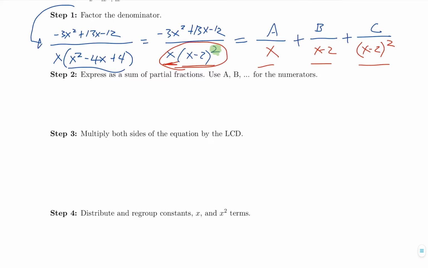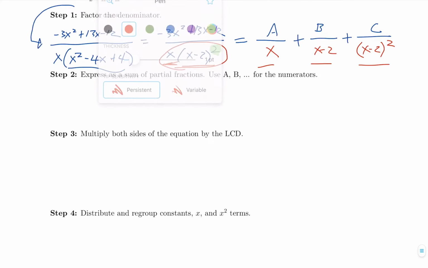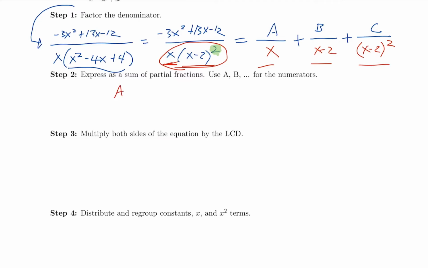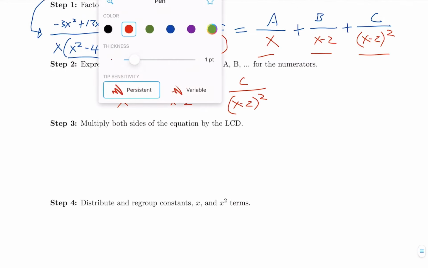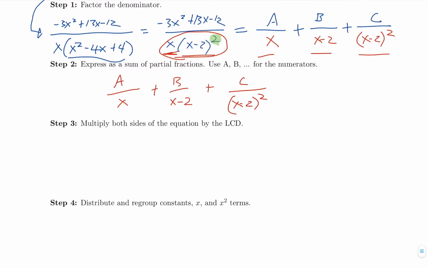So I guess I already did part A, step A, right? But let me write it here again. A over x plus B over x minus 2 plus C over x minus 2 squared. Whoops, x minus 2, not x to the 2 power. Okay, so now we're going to multiply both sides by the least common denominator. Let me write the equation from step 1.